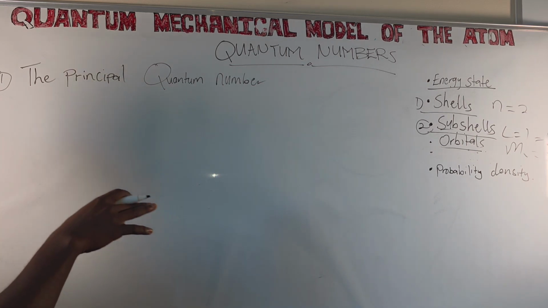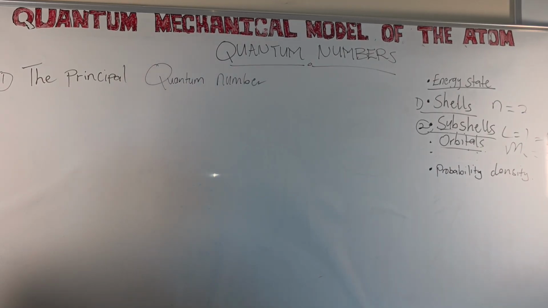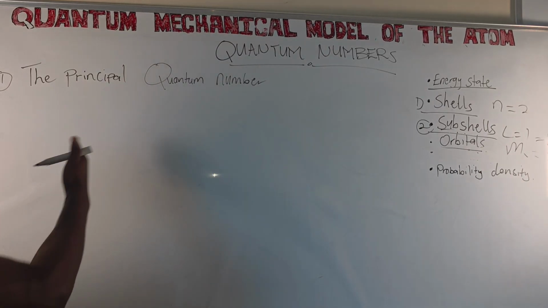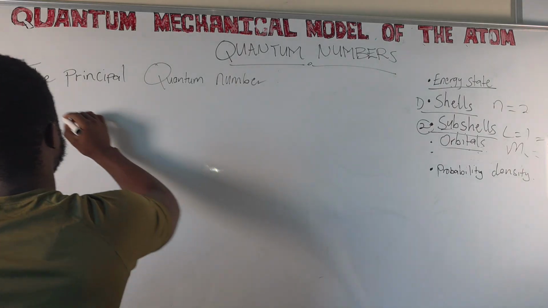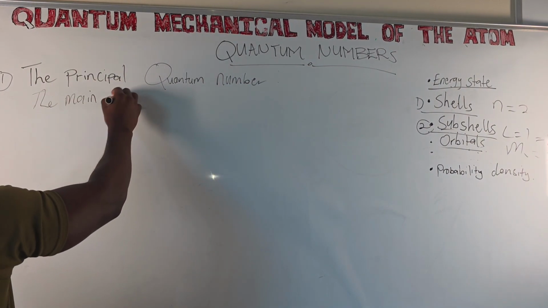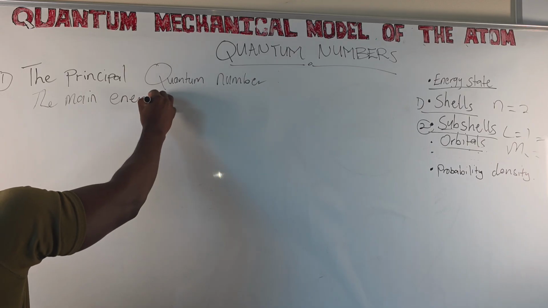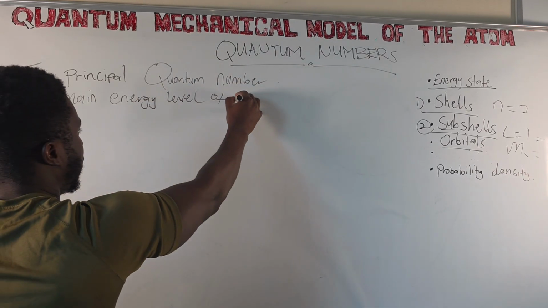So the first thing that came to you about shell n equals 1, n equals 2, the same thing that Bohr uses to represent his hydrogen atoms. Those same energy levels, they are the principal quantum numbers, right? They are the main energy level of an atom.